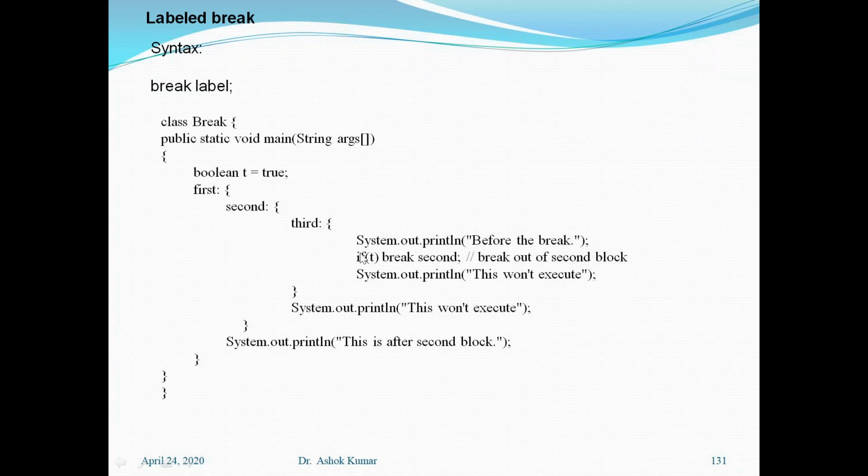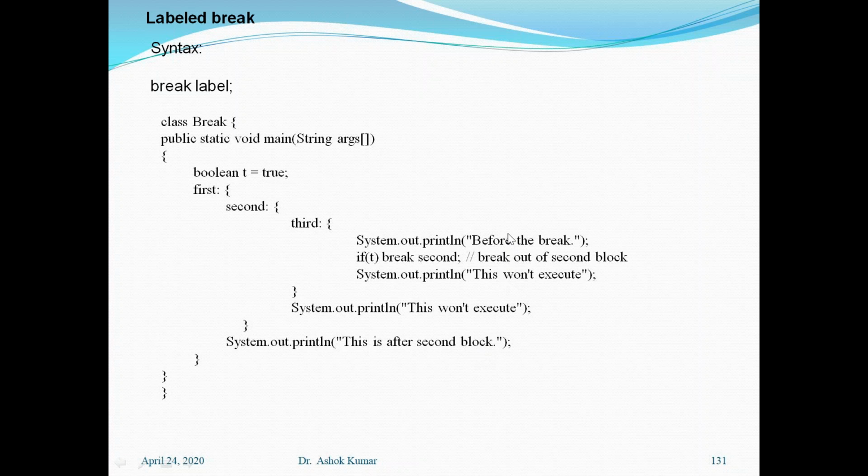So you will get this message, before the break. Then this if will be executed. When the if is executed, it will come out of the second block. That means this statement will be skipped, and it will directly execute this statement, and you will get this message: this is after second block. So you are going to get two results when you execute this program. You are going to get this before the break, then you are going to get this is after second block.